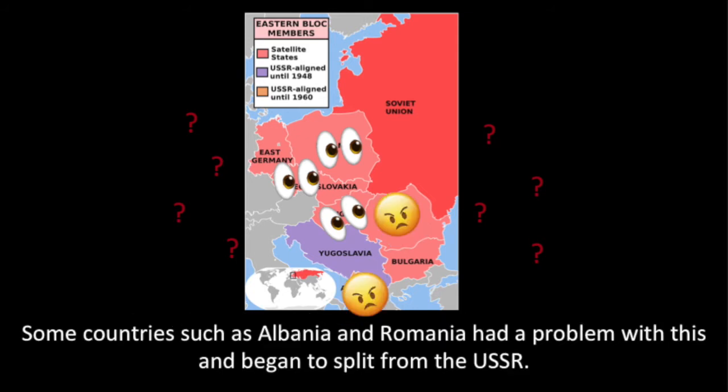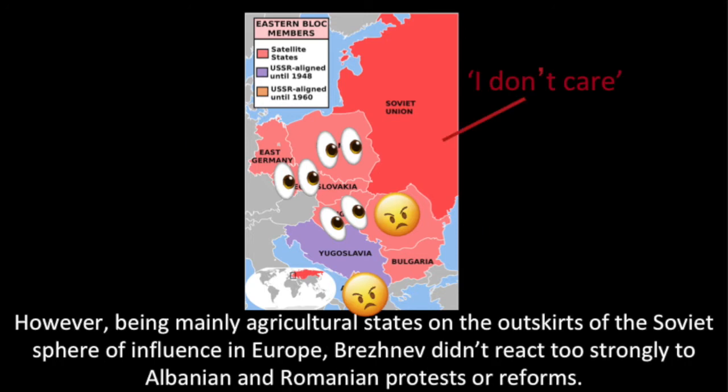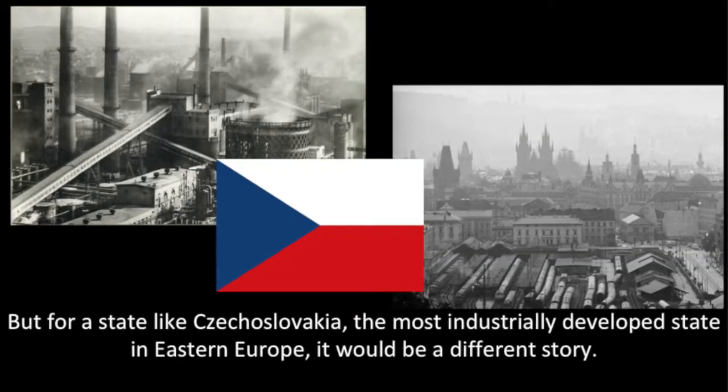Some countries, such as Albania and Romania, had a problem with this and began to split from the USSR. However, being mainly agricultural states on the outskirts of the Soviet sphere of influence in Europe, Brezhnev didn't react too strongly to Albanian and Romanian protests or reforms. But for a state like Czechoslovakia, the most industrially developed state in Eastern Europe, it would be a different story.